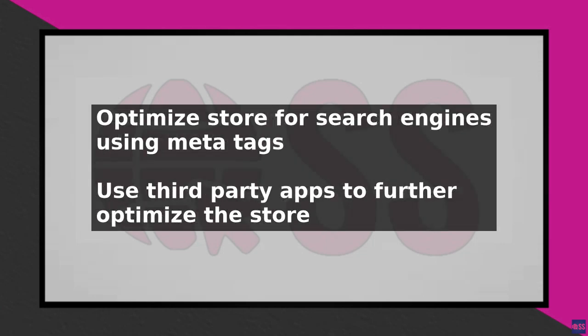Finally, you need to optimize your store for search engines. Shopify offers a range of SEO tools, including meta tags and product descriptions. You can also use third-party apps to optimize your store for search engines.